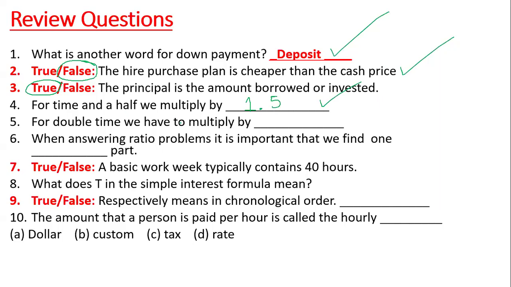For double time, we have to multiply by what? By 2. Multiply by 2. For double time, we have to multiply by 2. Number 6. When answering ratio problems, it is important that we find one blank part. Equal part. Very good. One equal part.